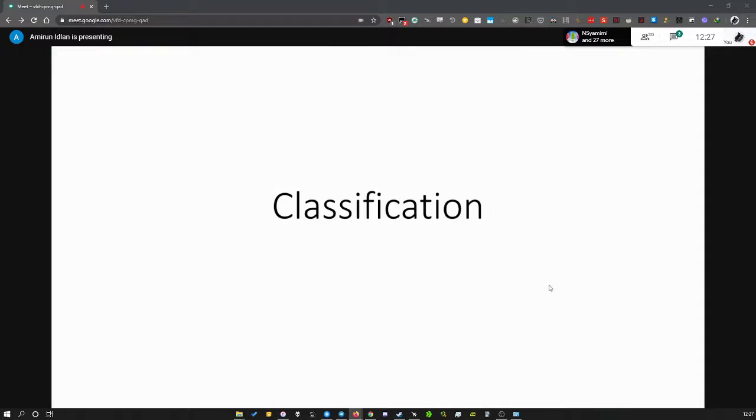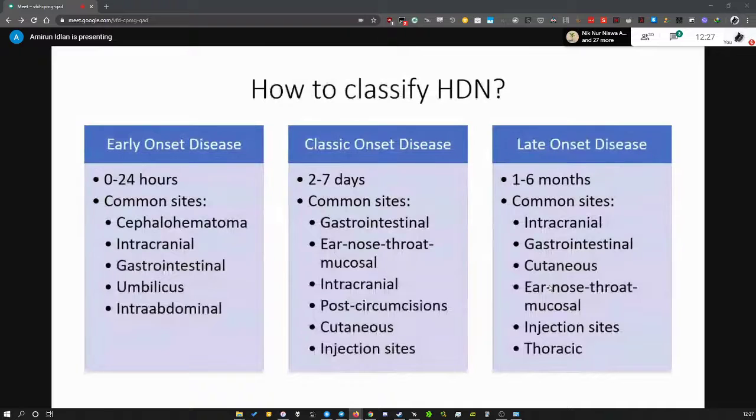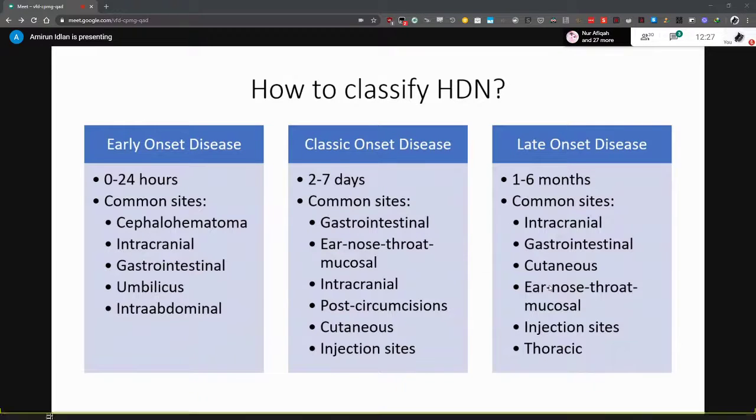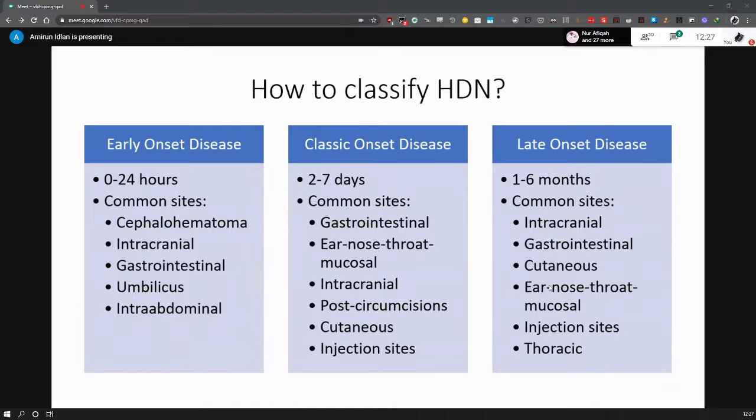So for classification, vitamin K deficiency bleeding we can classify into early onset, classic onset, and late onset. It is based on the age of onset. For early onset disease, it is 0 to 24 hours. Classic onset, 2 to 7 days, the first week of life. Late onset, after the first week until 6 months. And these are the common sites of bleeding. What we are afraid of in early onset is that it involves intracranial bleeding. And then there are the other common sites.